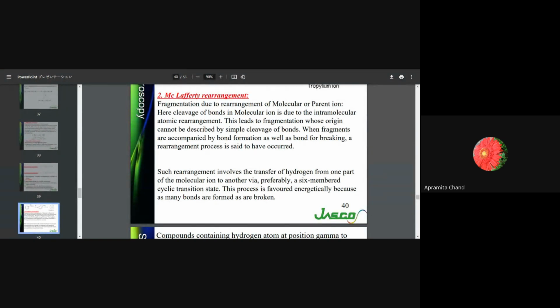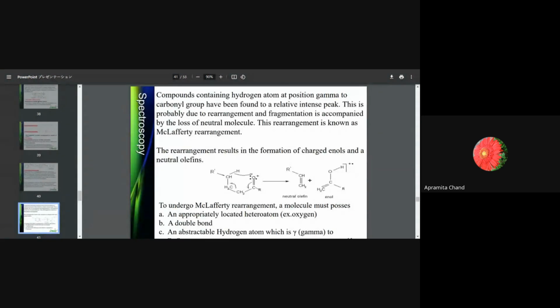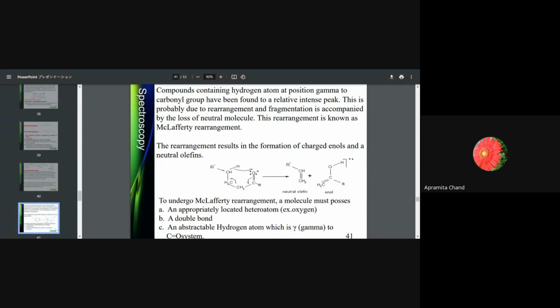And this process will also be favored energetically because जितने bonds breaking हो रहे हैं उतने bonds formation भी हो रहे हैं. Okay, bond breaking will be equal to bond formation. So as we have seen in the McLafferty rearrangement of benzyl ion, this process is favored energetically. And अगर कोई compounds हैं, okay, if you have compounds containing a hydrogen atom at a position gamma to the carbonyl group, they can have a relatively intense peak. So this is another example of a McLafferty rearrangement.